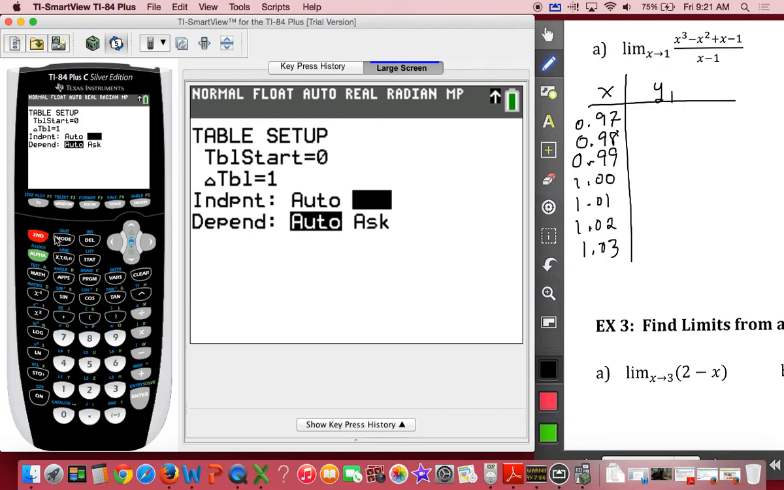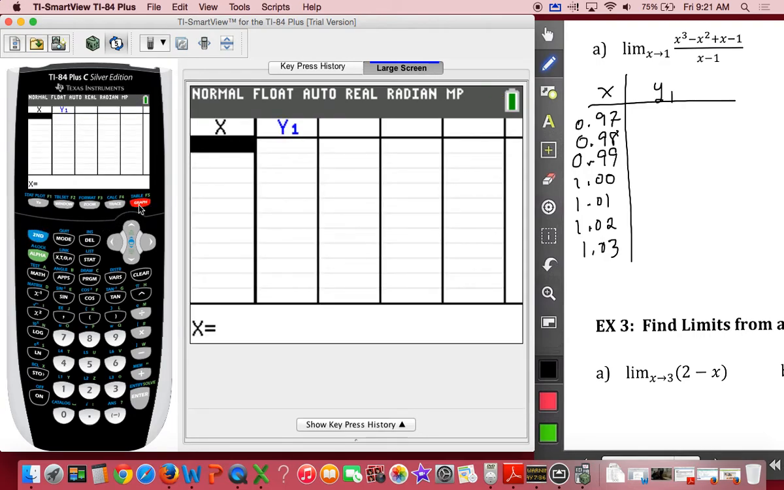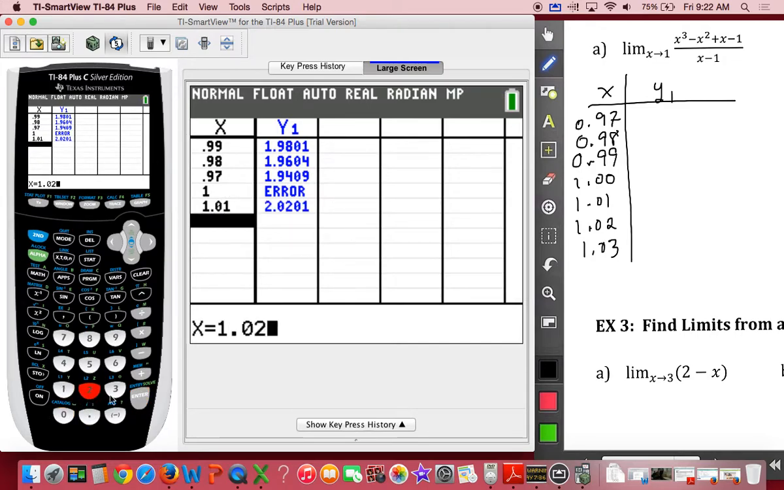And then when I do second graph to get to my table, I have either blank values or you might have some previous values that you put in there. We're going to plug these values in right now. So we're going to do 0.99, 0.98, 0.97, and then 1. We expected to get an error at 1 because we know that there's a vertical asymptote there. And then 1.01, 1.02, and 1.03.